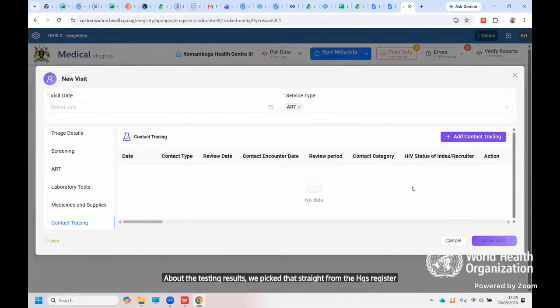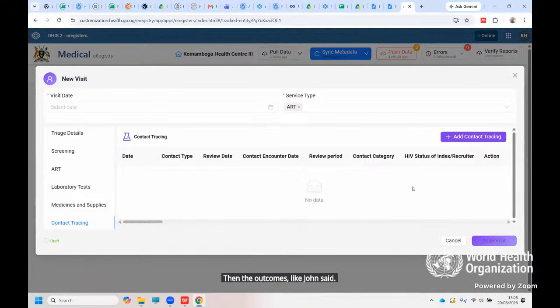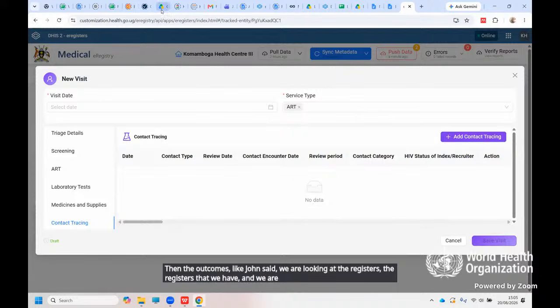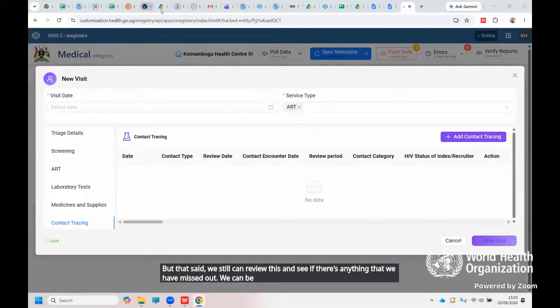So that's what we have in the HTS register: positive, negative, inconclusive. So those are the results that we have. Then the outcomes, like John said, we are looking at the registers that we have, and we are populating and mimicking what is there to see that we can pick all the information that we have to pick in there. But that said, we still can review this and see if there's anything that we have missed out. We can really see how to incorporate it. Thank you. Back to you.